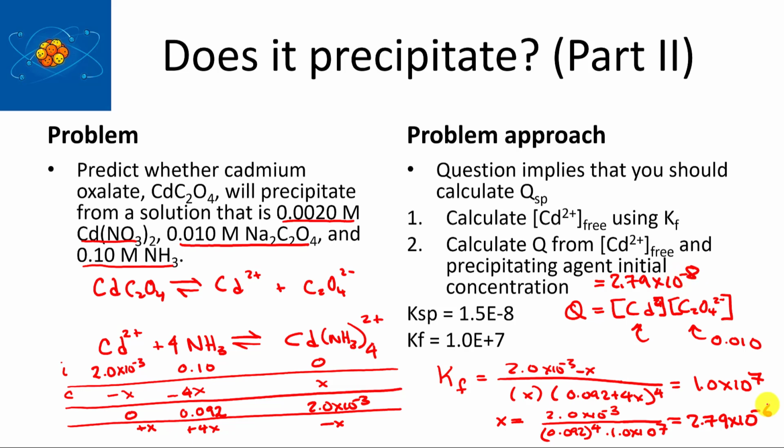Again, I use this concentration in here. All right, now KSP is actually 1.58 times 10 to the minus 8. So this one's pretty close, right? But Q technically is still bigger than KSP, so you expect a little bit of cadmium oxalate to precipitate from the solution.